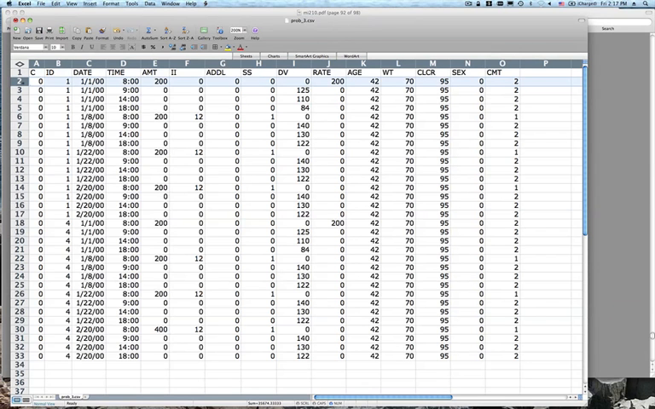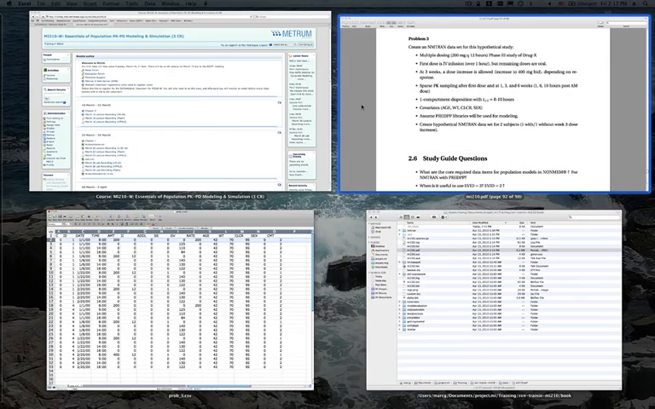So ID number 1, at time 800 hours on January 1st, we have an amount of 200. The rate is 200. So this is a bolus. This is just an IV bolus, right? Instantaneous rate. And then the... I'm sorry, let me see what we've got here.